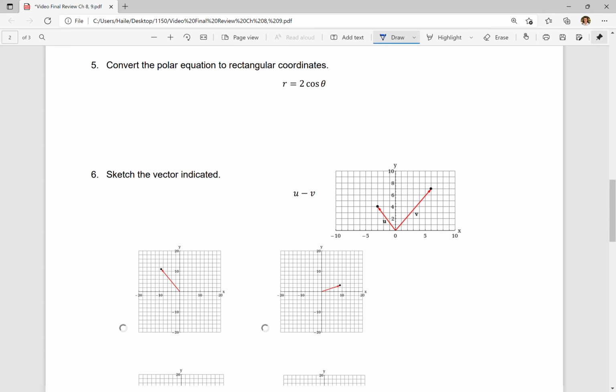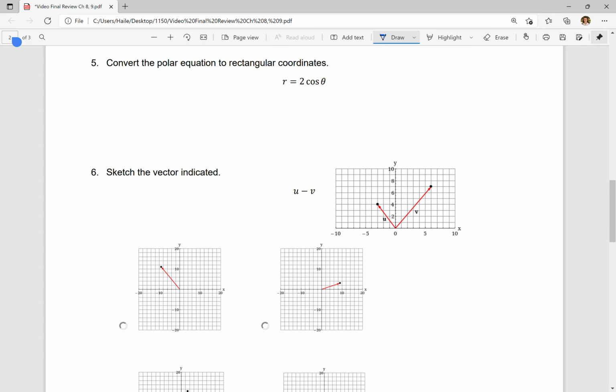For the next problem, we're going to take a polar equation and then convert it into rectangular coordinates. So we're given the equation r is equal to 2 times the cosine of theta. So in the previous problem, we wanted to get rid of x and y and only have r or theta in our equation. Now we're given an equation with r and theta, and we want our only variables to be x and y. So we need to figure out how to get rid of cosine of theta and how to get rid of r.